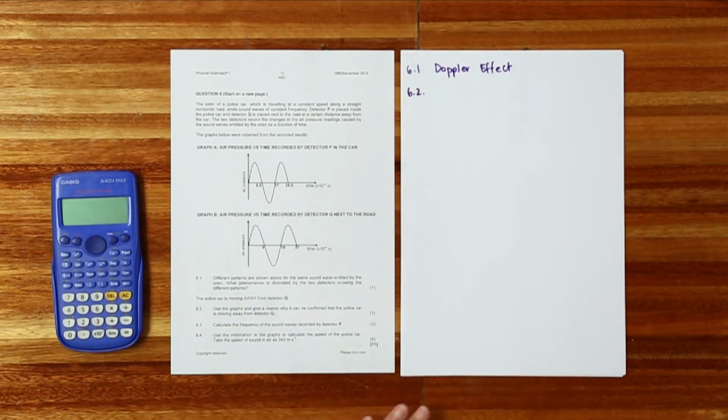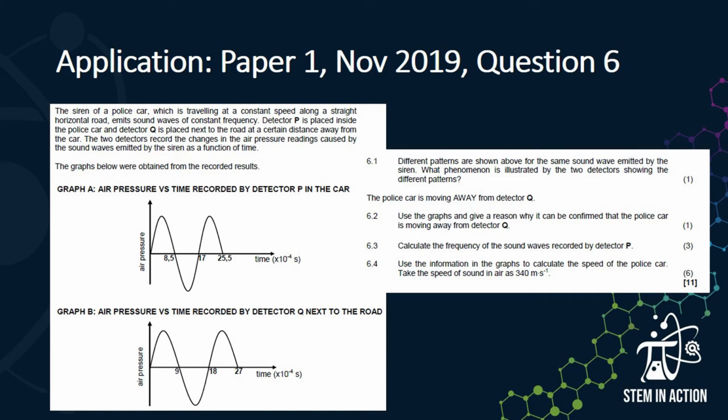Question 6.2. It then says the police car is moving away from detector Q. Use the graphs and give a reason why it can be confirmed that the police car is moving away from detector Q. So we've got to use the graphs. If we have a look at the graphs, we already identified that the period is different, and we know that period and frequency are inversely proportional. So therefore, we can have a look at talking about the period to answer our question.